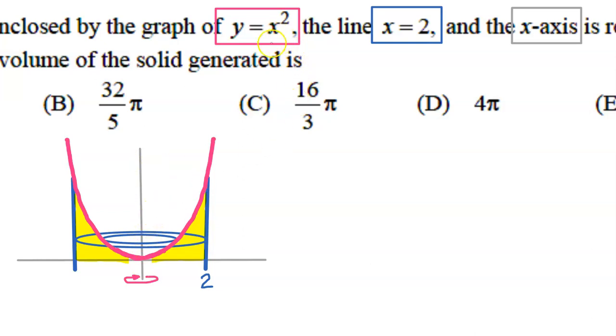For that reason, we need to rewrite the equation of the parabola in terms of y. You can solve for x by taking the square root of both sides. So we get x is equal to the square root of y. Normally I would say plus or minus, but we were told that this is in the first quadrant.